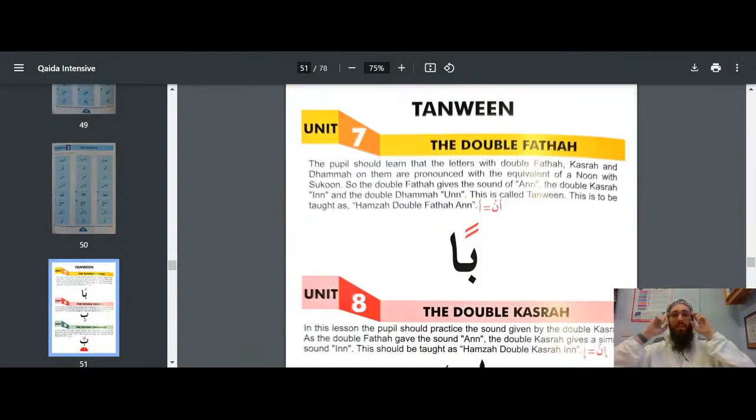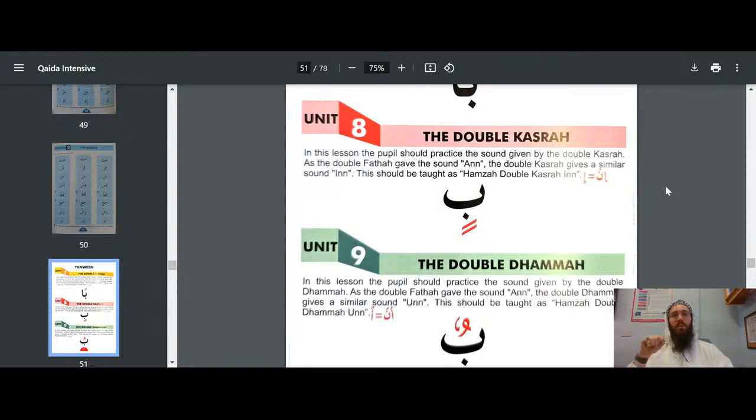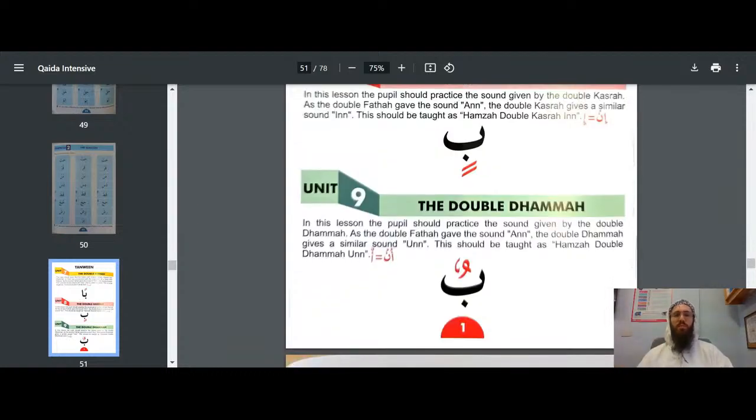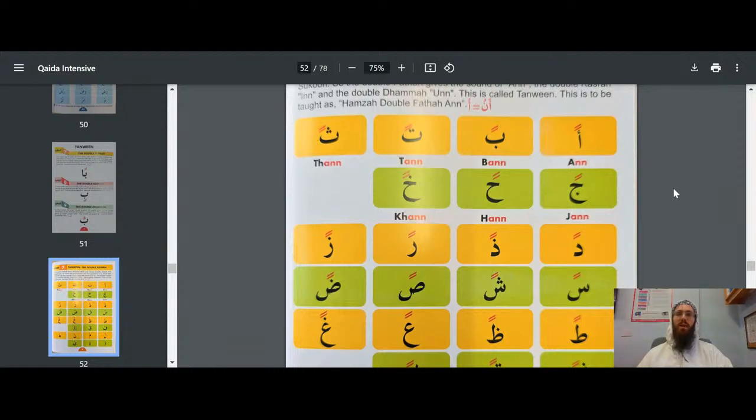Oh, yes, tanween. Tanween means to give it a noon, to make it have a noon. So all you do when you see that double fatha, you just add an n at the end. So instead of it just being ba, it's ban. Same thing, double kasra, it's not just b, it's bin. And then double dhamma, it's not just bu, it's bun. Now all of these letters with a tanween fatha.